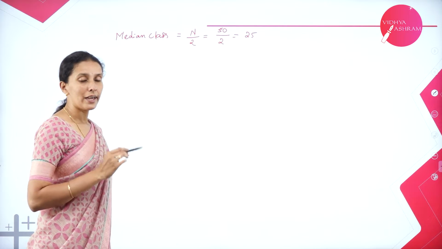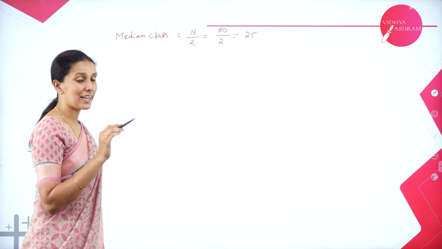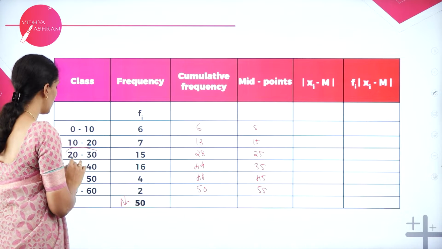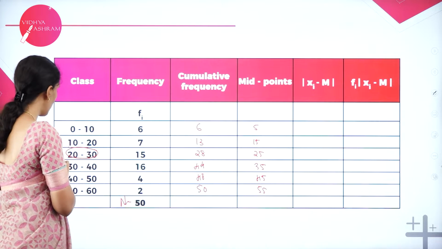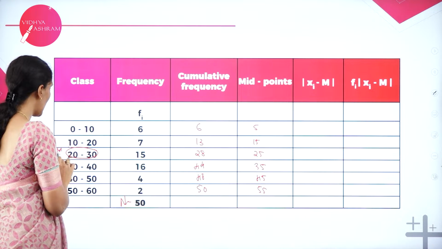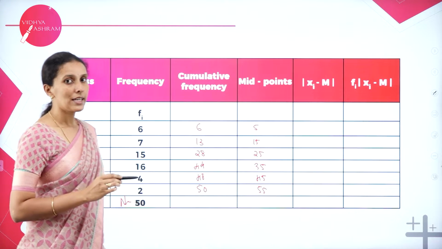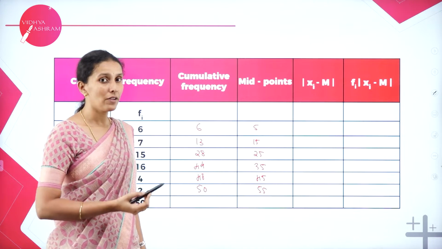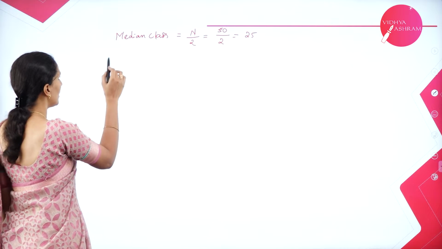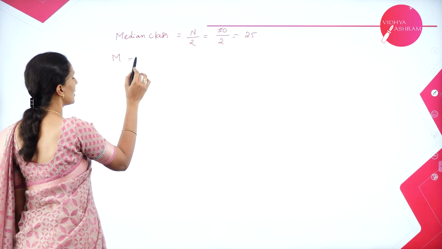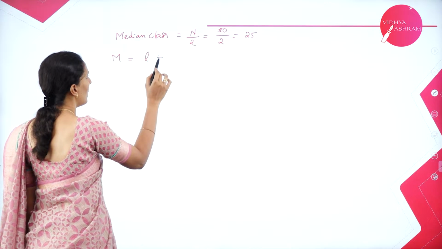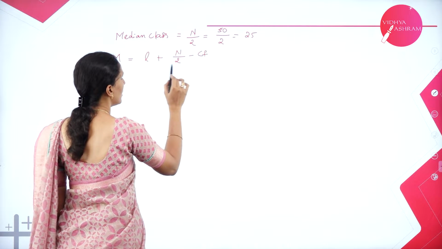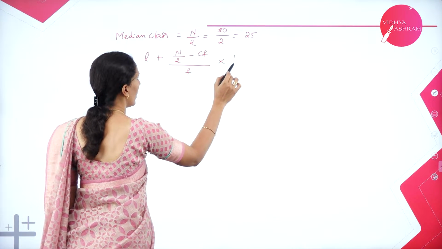So let's see where the 25 lies in the class interval. It lies in the interval 20 to 30. Therefore this is called the median class. What is the necessity of the median class? Using the median class, we have the formula to find the median, that is, median is equal to L plus (n by 2 minus CF) divided by F into H.